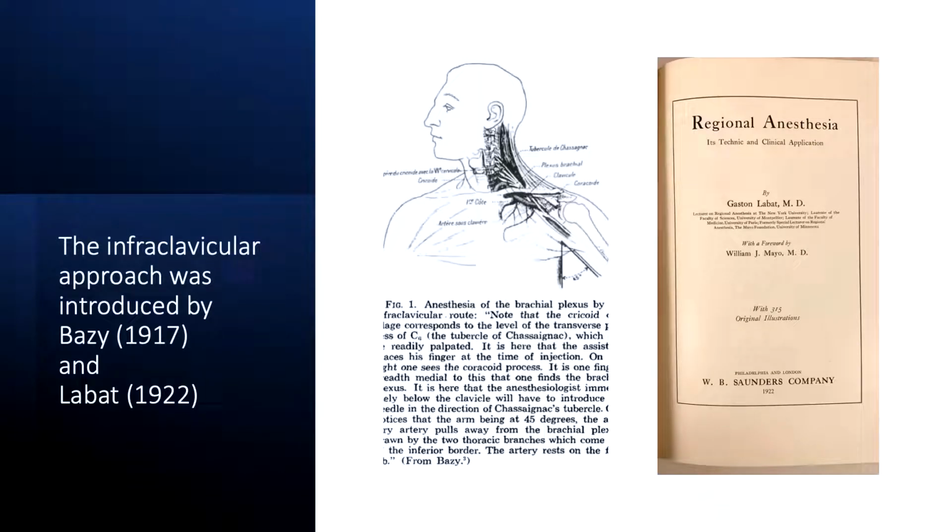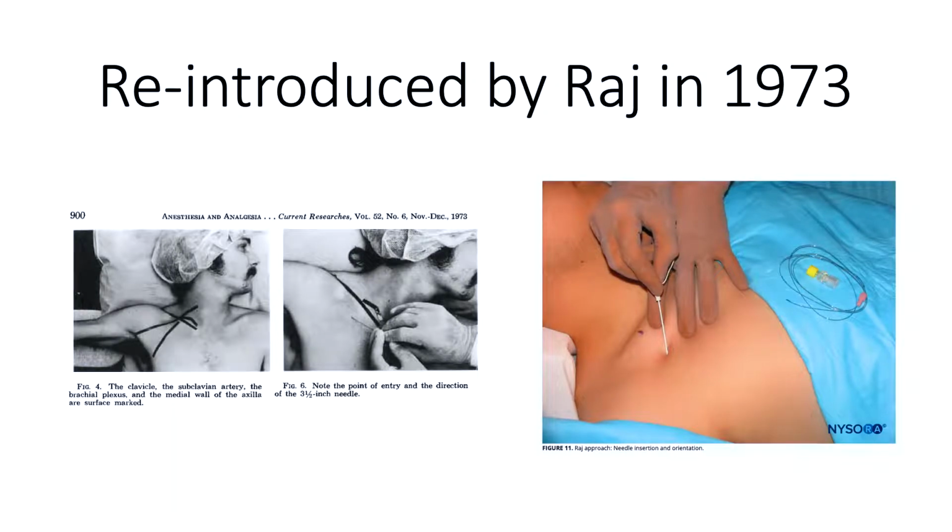Now, the infraclavicular approach was introduced by Bass in 1917 and by Labat soon after, in 1920. This is from Bass, this is from Labat, but it was forgotten, and it was the accumulation of pneumothorax with the supraclavicular approach that made people look for other ways of doing blocks. One of them was the axillary first, but people felt not grown up doing an axillary. It was not too close to where the danger is. Nobody was killing anybody in the axilla. So they wanted to get a little higher, and higher was the infraclavicular.